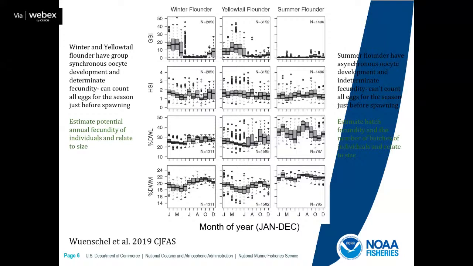I'll also just point out that if you note these seasonal patterns in the energetic signals, in winter flounder and yellowtail it looks like they have one broad seasonal cycle for many of these variables, whereas in summer flounder there's indication of two peaks in some of the metrics as far as the liver and muscle, as well as GSI. So that's something to consider, and we'll get back to that a little later. Next slide.